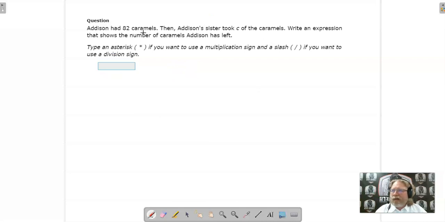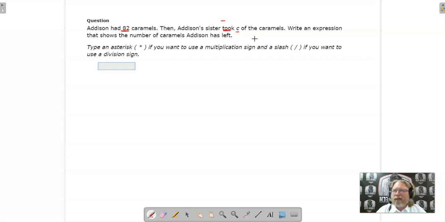Addison has 82 caramels. Then Addison's sister took C of the caramels, so 82 is important. C is going to be in that also because it represents the number of caramels that Addison's sister took. Took, just like the guy that was robbing the other gentleman in my illustration earlier. So that's going to be subtraction. We're taking something away, right?